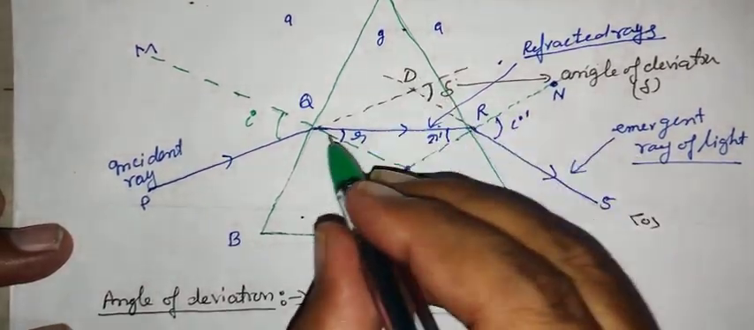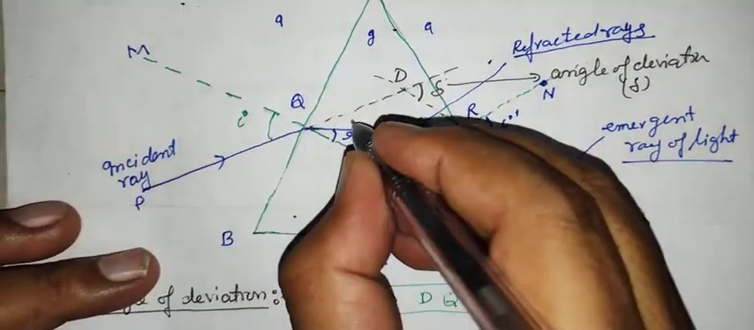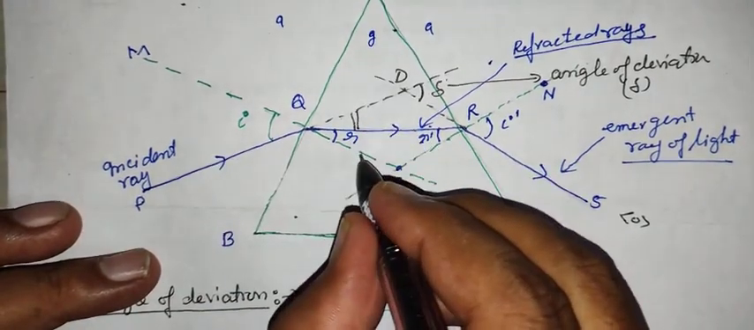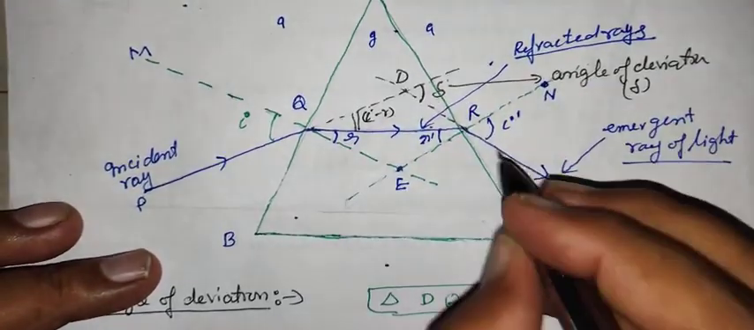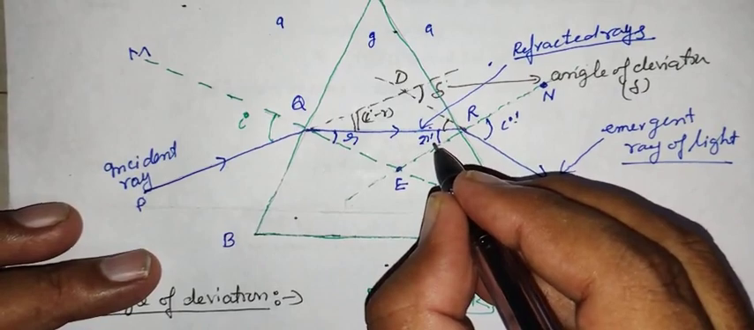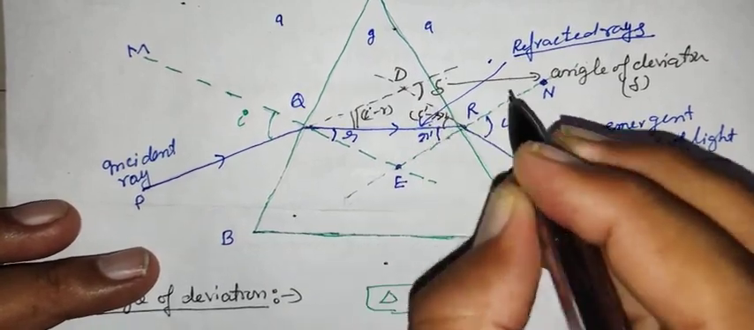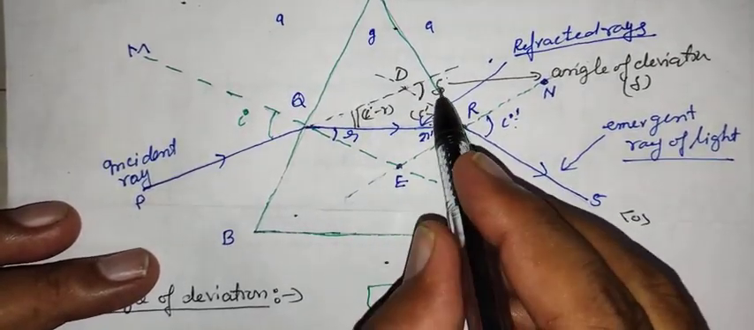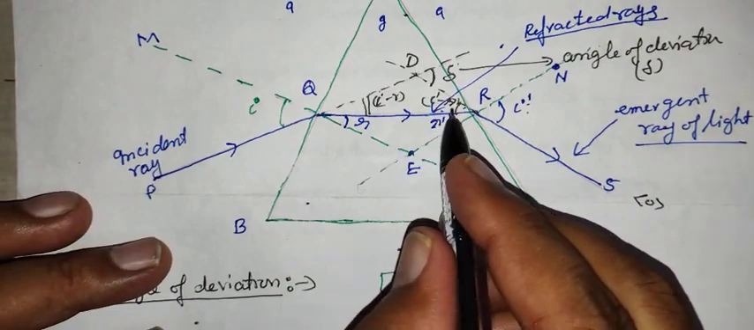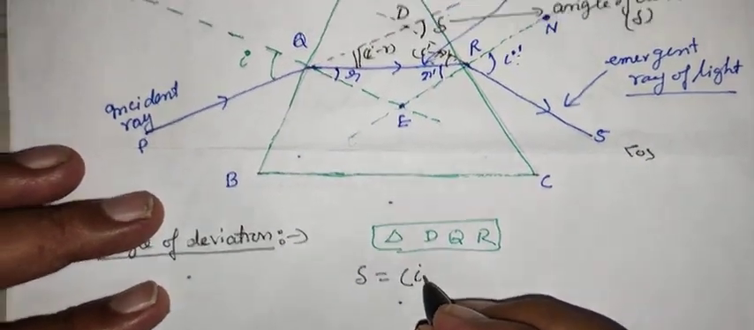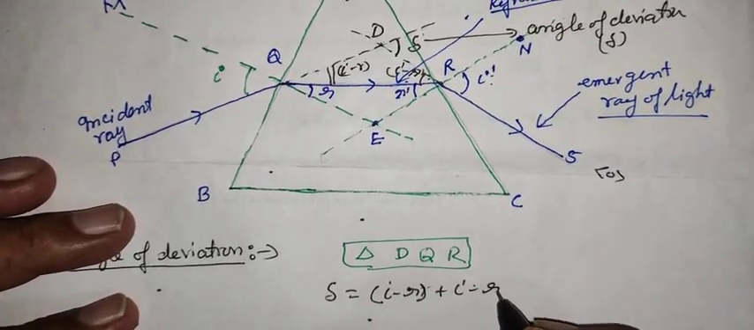See in triangle DQR. In this, see this angle. This total is I and it is R, then it is I minus R, and this is R dash and it is I dash, R dash, so it becomes I dash minus r dash. And the sum of two interior angles is the third exterior angle. In this, deva is equal to the sum of two interior angles. The interior angles are I minus r plus I dash minus r dash.